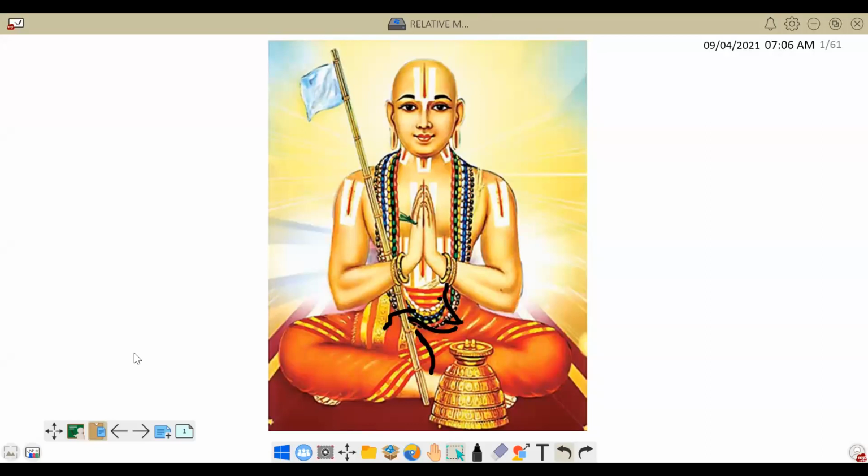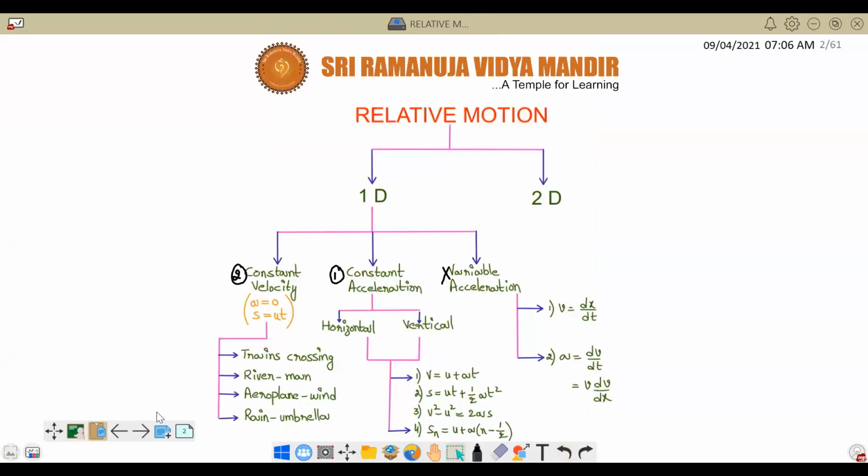So yesterday we finished the constant acceleration parts. We started relative motion one week before, and this relative motion is studied under two dimensions. The first one is for one dimension, when the object is moving only in one dimension, either along the x-axis or only along the y-axis. Afterwards, we'll see two dimensions. Within one dimension, we have finished the constant acceleration part, both in horizontal and vertical direction. Yesterday, we saw different models of problems.